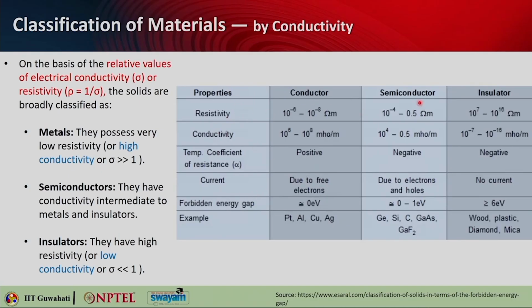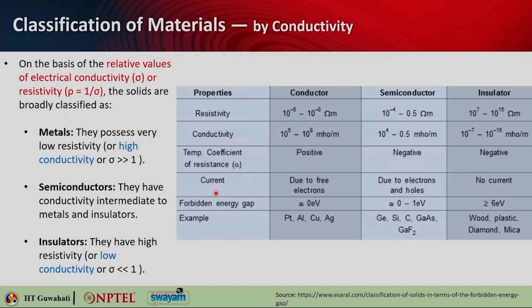For conductor, semiconductor and insulator, you can see resistivity for conductors is on the order of 10 to the minus 8 to minus 6 ohm centimeter, whereas in the case of insulators it is somewhere 10 to the 7 to 10 to the 18, which is a huge difference. Similarly, the conductivity for conductors is basically 10 to the 6 to 10 to the 8 mho per meter. Mho is basically the opposite of ohm. Whereas in insulators it is 10 to the minus 7 to 10 to the minus 16.